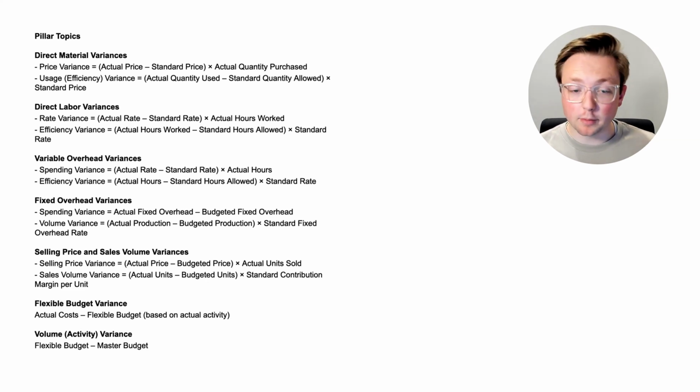Let's talk about direct labor variances. For a rate variance, you take the actual rate less the standard rate, and you multiply by the actual hours worked. For the efficiency variance for direct labor, you take the actual hours worked less the standard hours allowed, and you multiply it by the standard rate.